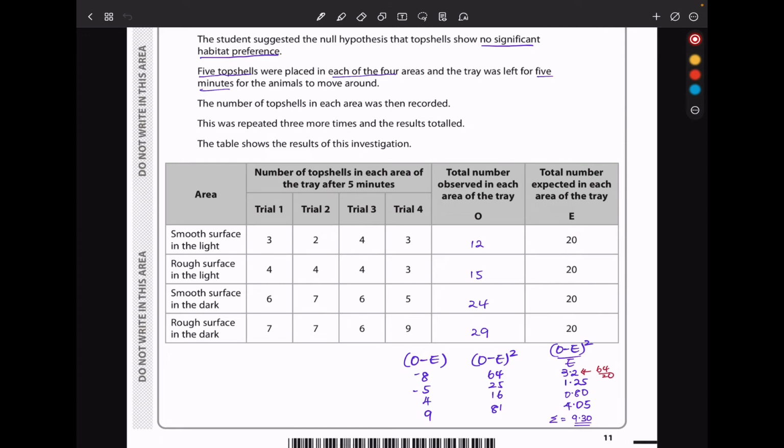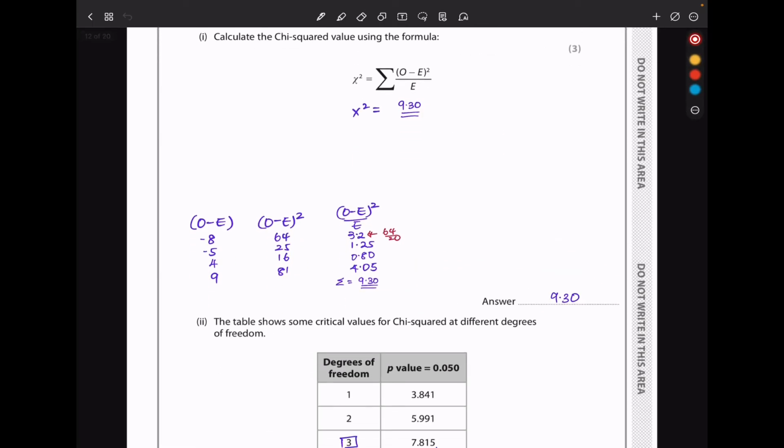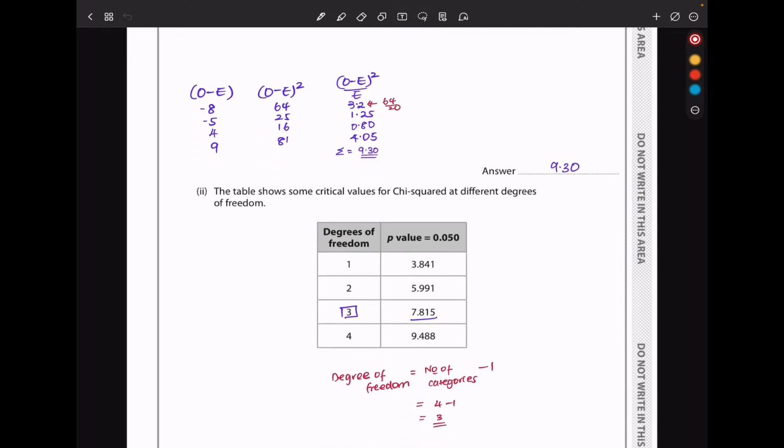This minus that, we get -8. That minus that, we get -5. That minus that, we get +4. And this minus that, we get +9. So if we square this, we get 64. Square that, 25. That, 16. And that, 81. And then when we divide that by the expected, it will be 64 divided by 20, we get that. 25 divided by 20, we get that. 16 by 20, we get that. And 81 by 20, we get that. And then I totaled everything to give me 9.3. So therefore, my calculated chi-squared value is going to be 9.30 if I write it to 3 significant figures.